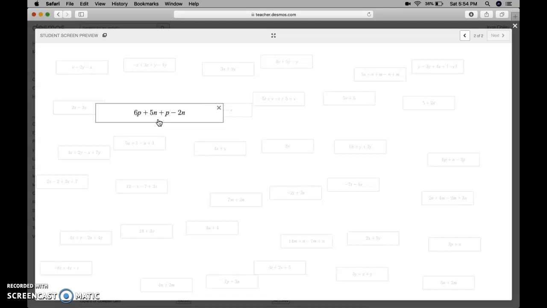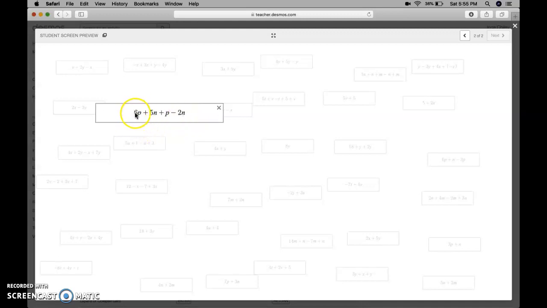So as an example, looking at this card here, you've got this algebraic expression 6p plus 5n plus p minus 2n. There are like terms here, and like terms are the terms with matching variables, right? We talked about terms being the pieces in the algebraic expression that are being added or subtracted. So here the terms are 6p, 5n, p, and 2n. And then like terms are the terms that have matching variables.